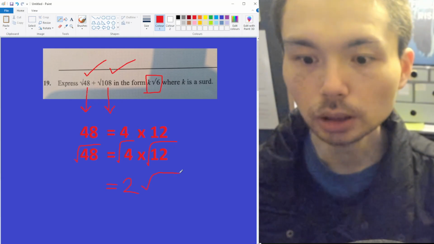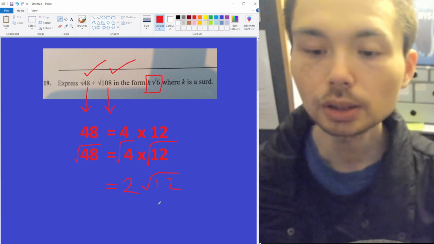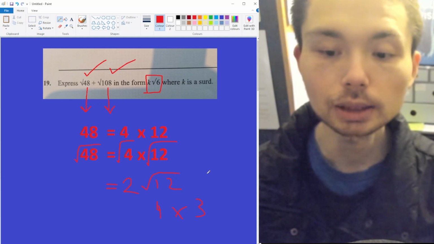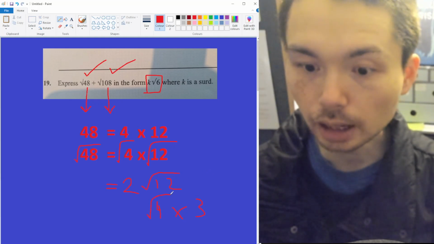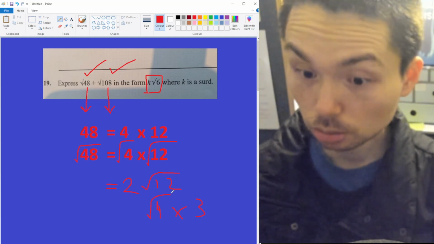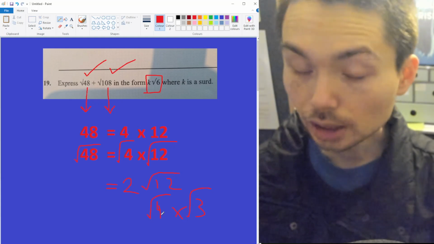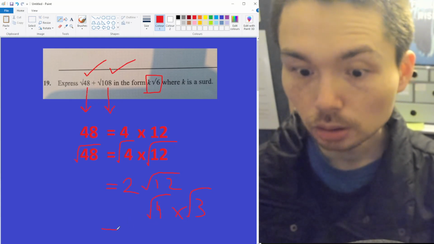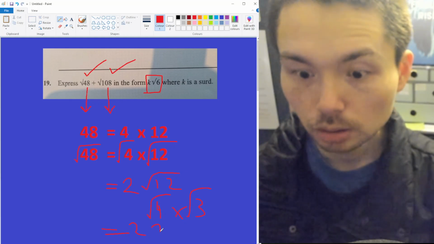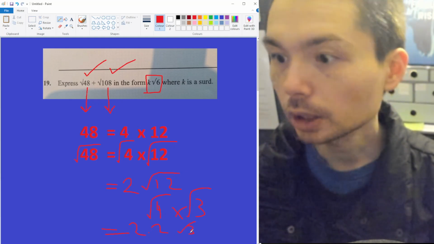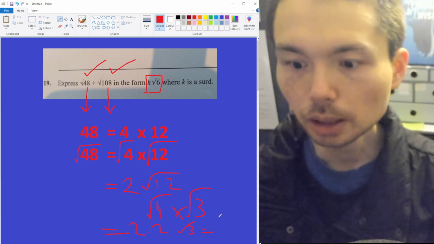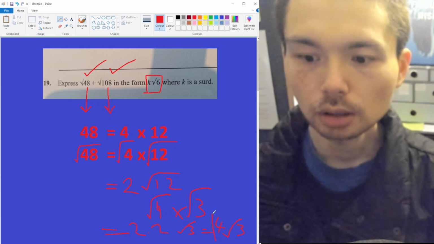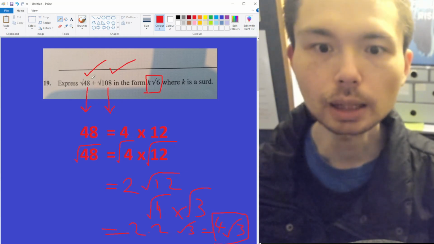And 12, we can also split up again. 12 is the same as what? It is 4 times 3. So why is William writing it in this way? Because now we can split that up again. Root 12 is root 4 times root 3. And you see that bit? That's the same as 2. So really, this is 2 times 2 times root 3. And if we write that fully, that is the same as 4 root 3. So just bear that in mind. 4 root 3 is the same as this.